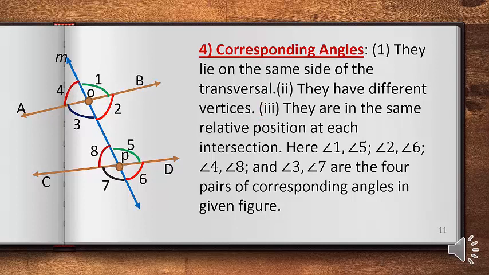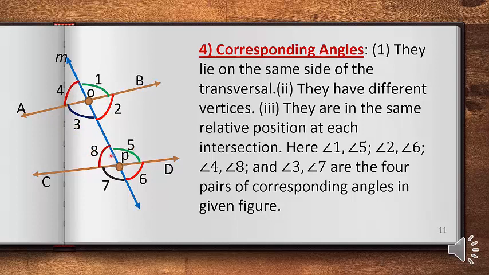Now here in the figure, AB and CD are two lines. They are cut by the transversal M. Okay, and now here we know angle 1, angle 4, angle 7 and angle 6 are exterior angles. Angle 2, angle 3, angle 8 and angle 5 are interior angles.